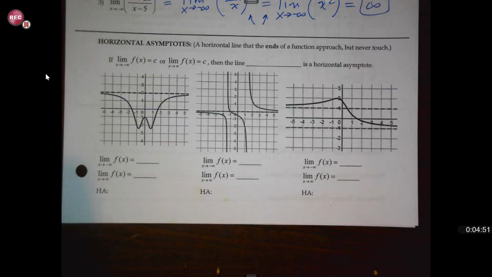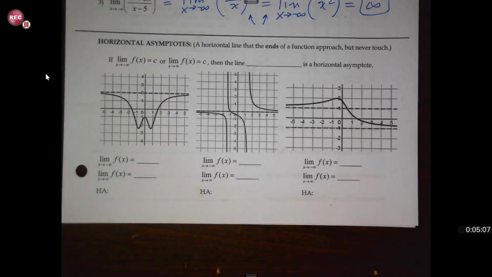Okay, the last thing I'm going to touch upon in this video is the concept of a horizontal asymptote. So a horizontal line that the ends of a function approach but never touch is what we call a horizontal asymptote.